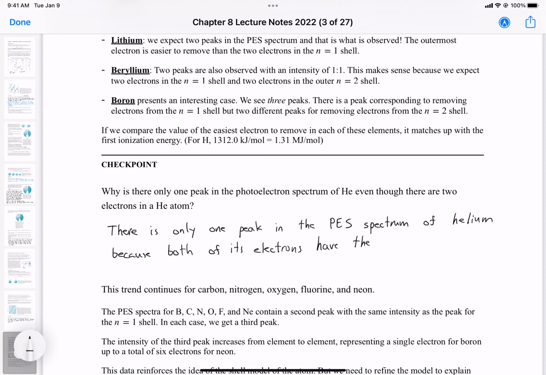So no matter what orbital an electron is in, especially if it's in the p shell or d shell, no matter the orbital within a subshell, they'll have the same energy because all the orbitals are what we call degenerate, which means they have the same energy. Okay? Because both of its electrons have the same energy. Alright, so let's stop there and we'll pick up in the next video. I'll see everyone then.